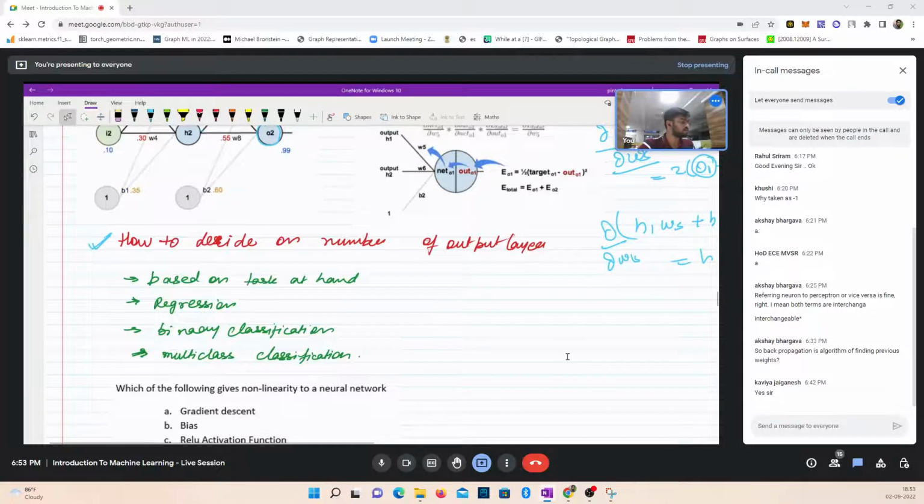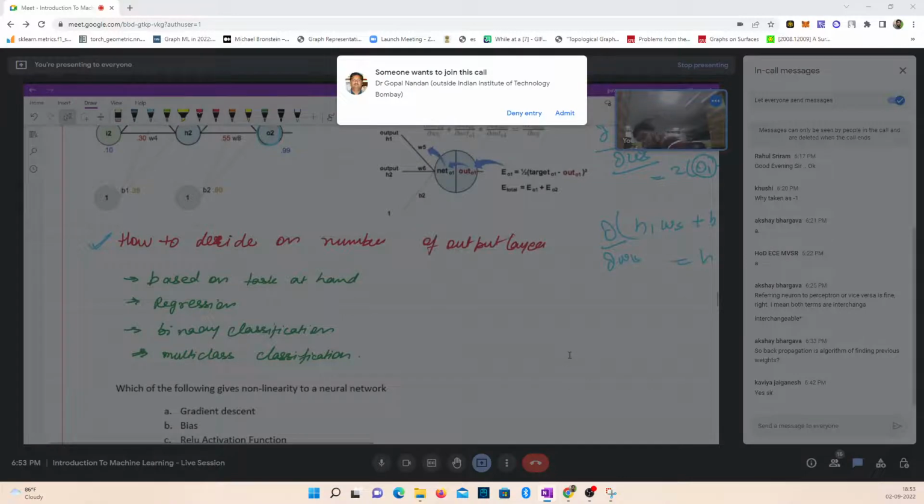I think, just a second. My screen is not functioning, just a second. Some issue with the screen.